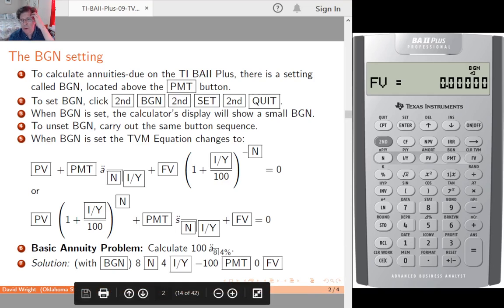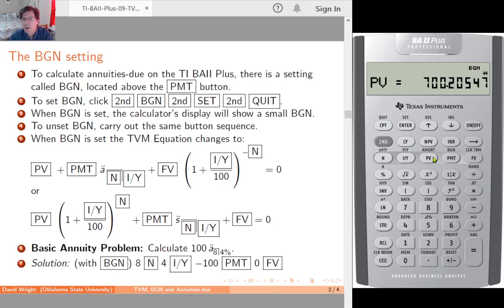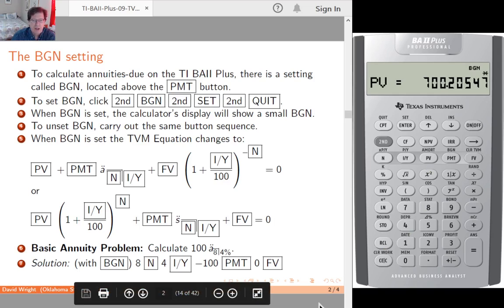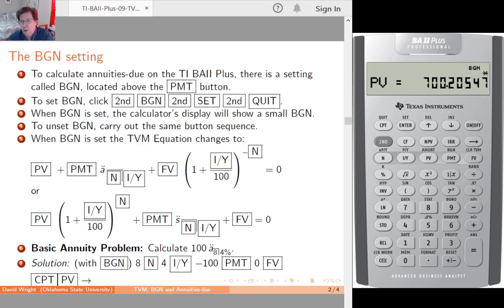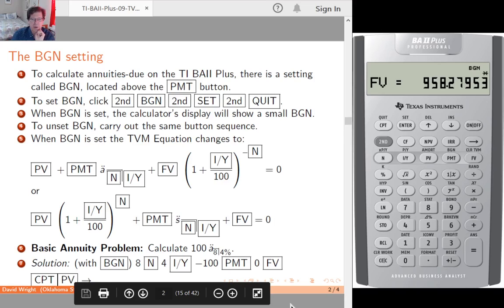And now all we have to do is hit the compute button, present value, and there's the answer, $700.21 if you're rounding. So that's it. That's how to calculate an annuity symbol. If I wanted S double dot, I won't do it here, but you do the same thing we did in the previous video. You'd put 0 for present value and compute future value, and that would give you $958.28. That's the accumulated value of that annuity at the end of the annuity.